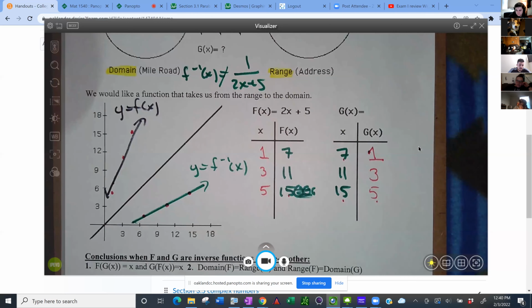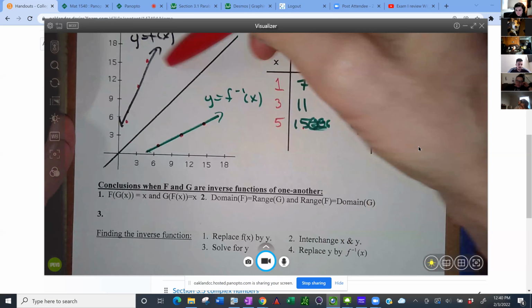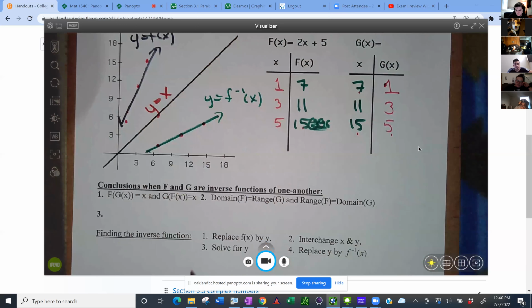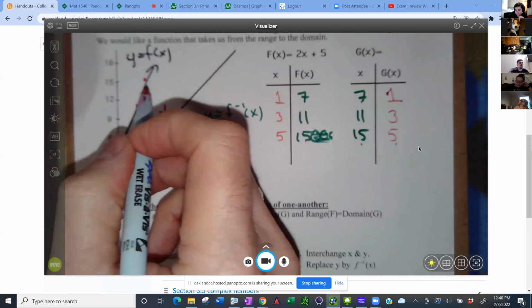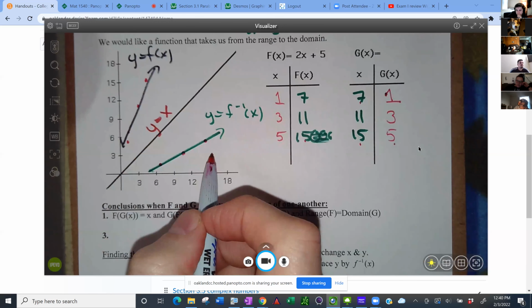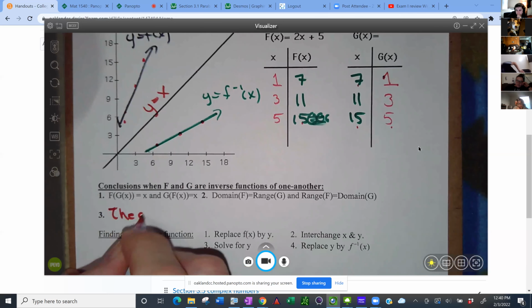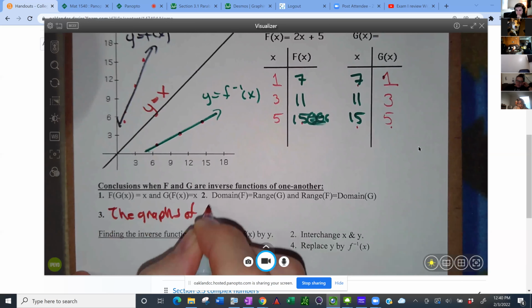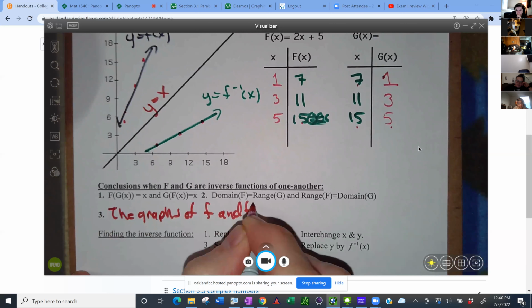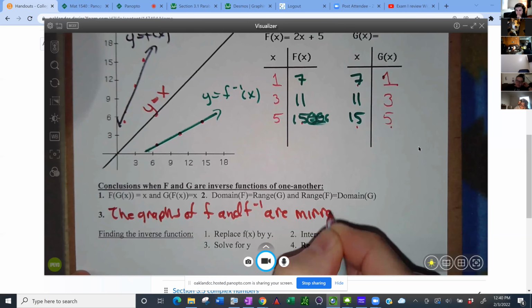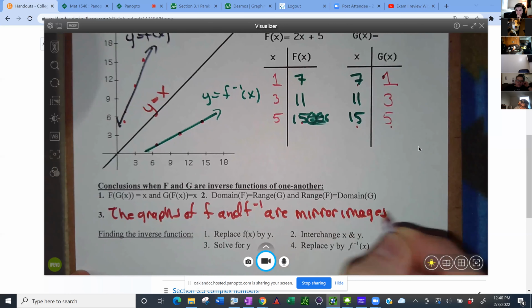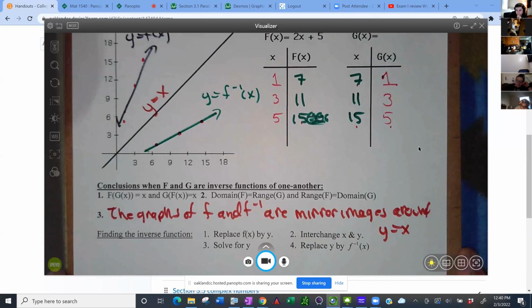They're just different things. Now, one of the things I do want you to notice is that there's some symmetry around this line y equals x. And the graph of your function is symmetric to the graph of its inverse around that line. They're mirror images of each other. So the graph of f and f inverse are mirror images around the line y equals x. All right, that's just simply one of the conclusions that I'd like you to know.